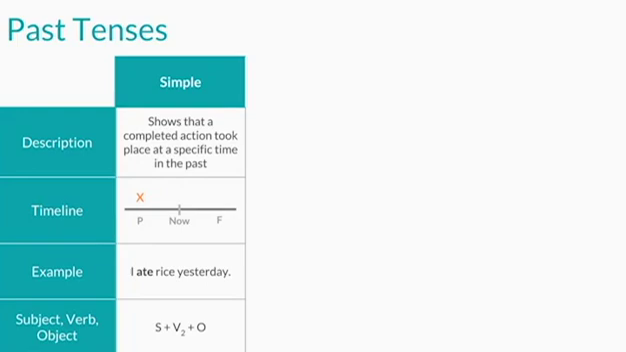So for example, I ate rice yesterday. So here's yesterday, and this is when I ate rice. To construct this tense, you have to use this structure over here.